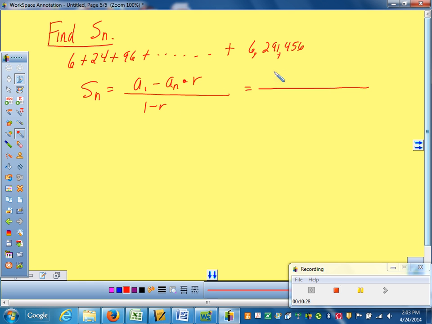So this one is supposed to be 6, minus, eighth of n means I should fill in the last. So 6291456 times the ratio. Is this an easy ratio? Looks to me like it's times 4. Over 1 minus 4 then. And you go to your calculator, you punch it in, and you're done. This one comes out 8,388,606. That's the sum.